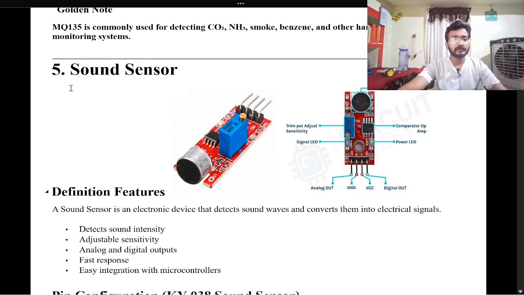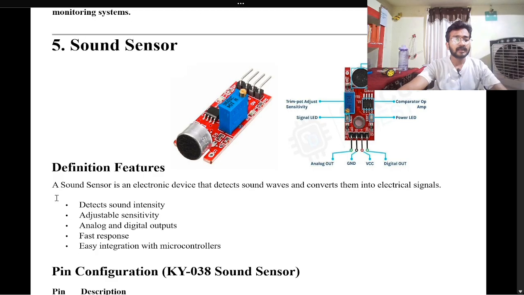Let's move to our fifth sensor, which is sound sensor. A sound sensor is an electronic device that detects sound and converts it into electrical signal. This is the physical appearance of this sensor. Here we have microphone, comparator op-amp, power LED, and 4 pins.